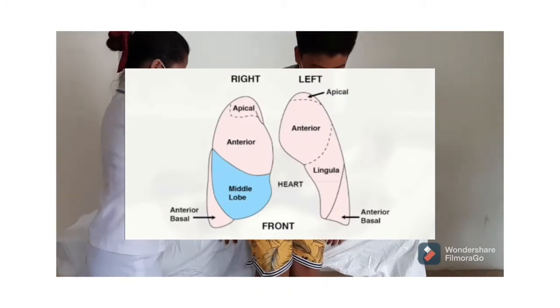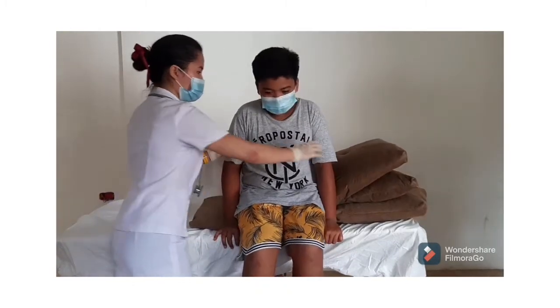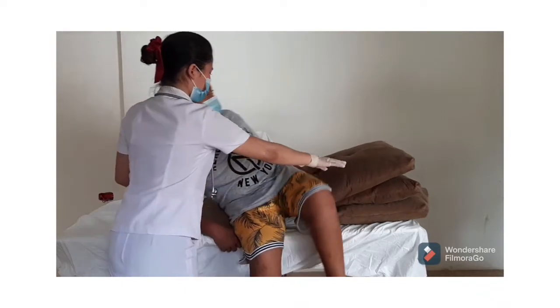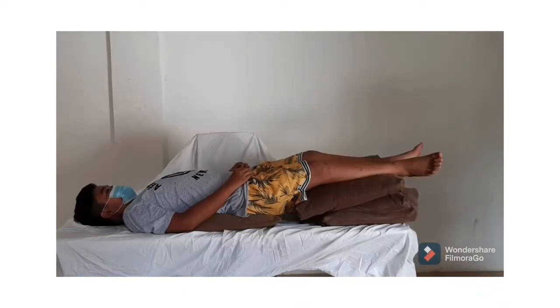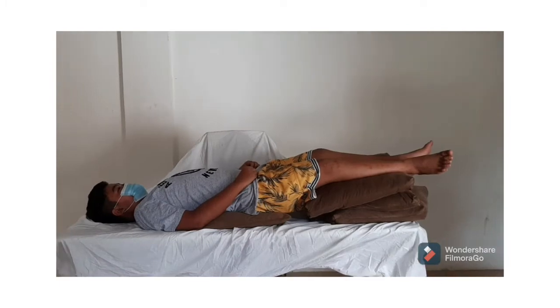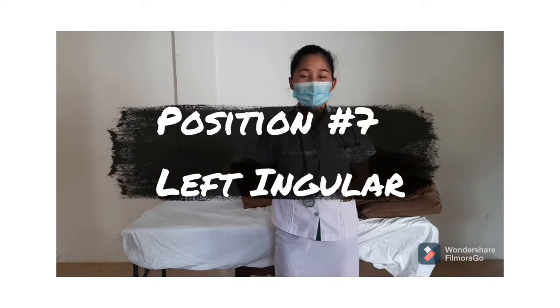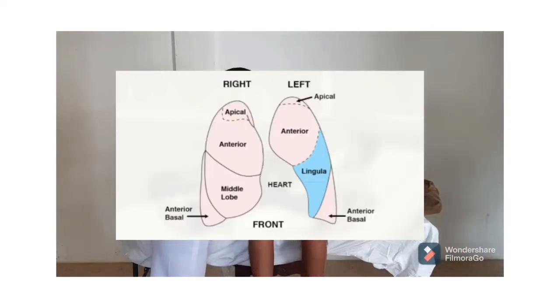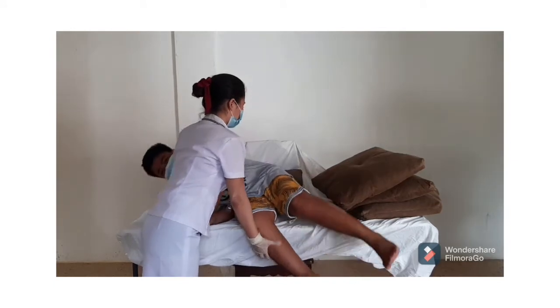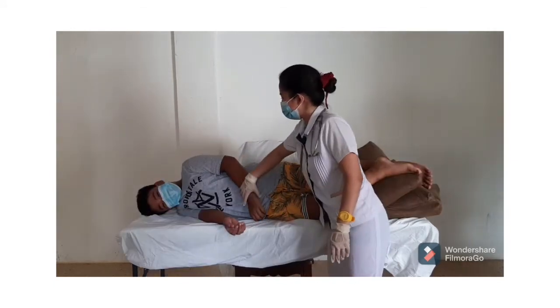It is for secretion in the middle right of the lung. The patient lays out and places one pillow at his back. So next is left lingula. It is for secretion in the middle left lung. Raise the bed by 12 inches.